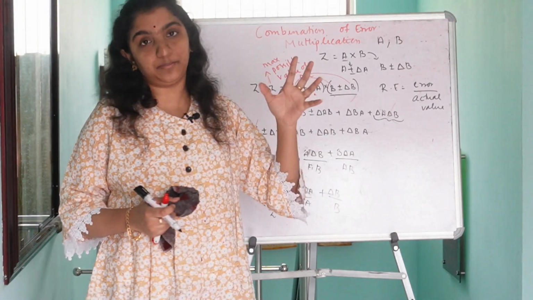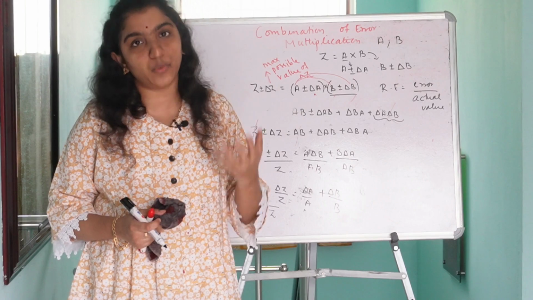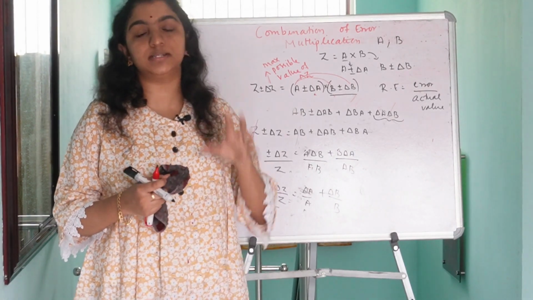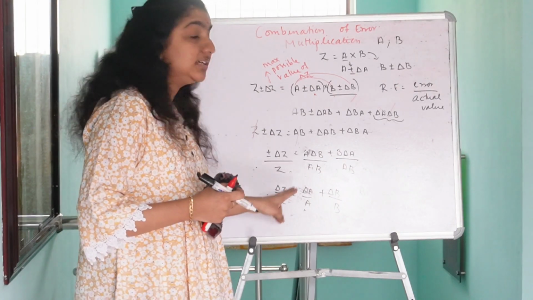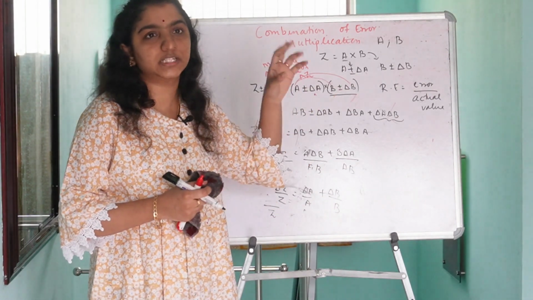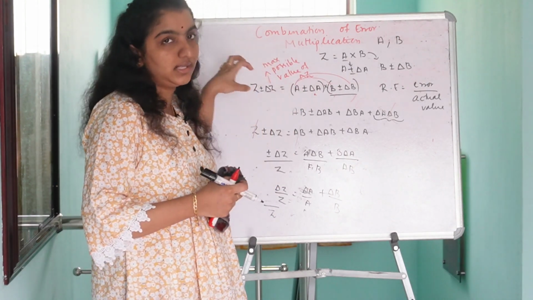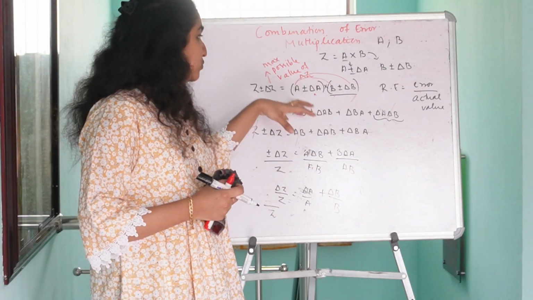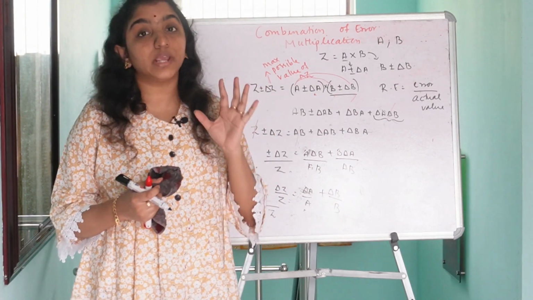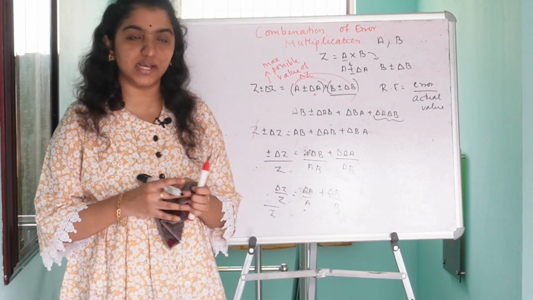When we are multiplying two quantities having some errors in their measurement, the maximum possible relative error in the resultant is equal to the sum of the relative errors of individual measurements. Is it clear, guys? Yes.